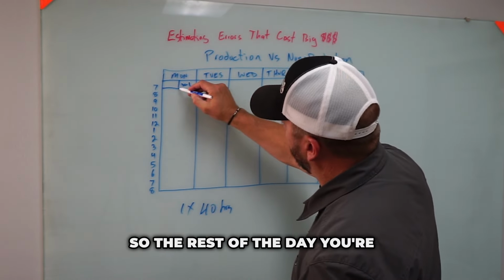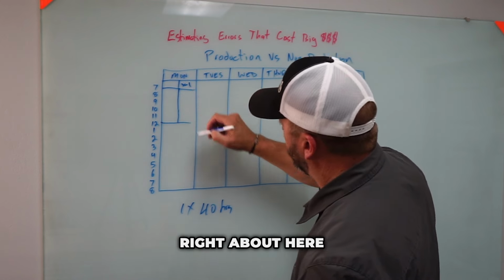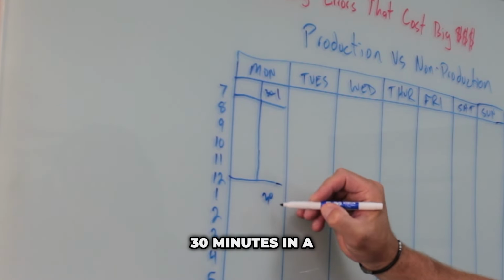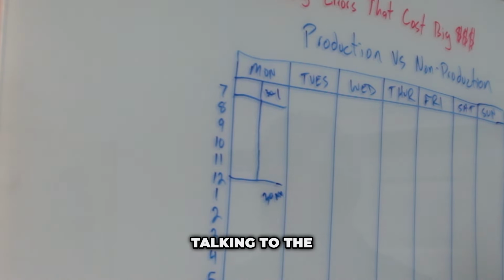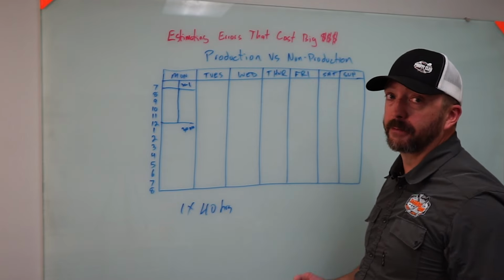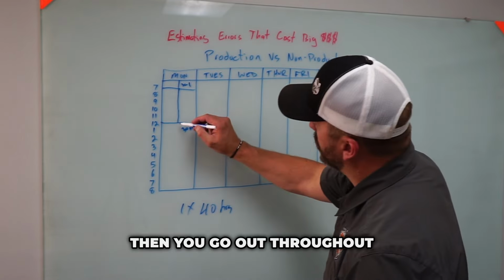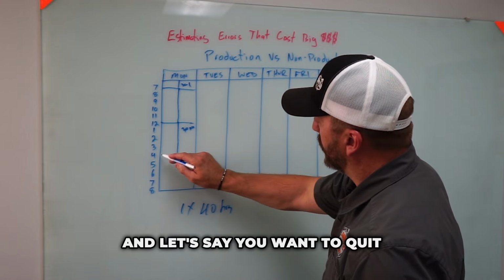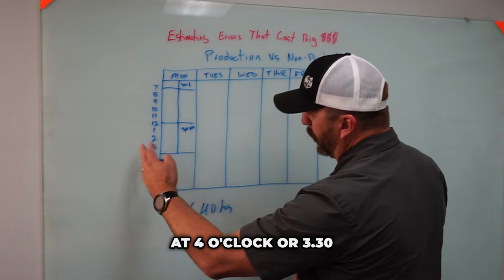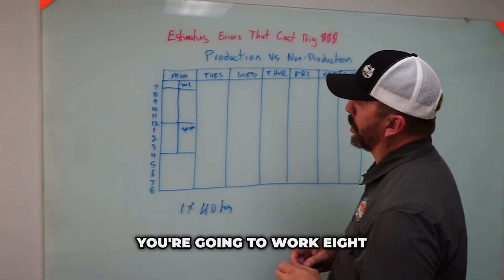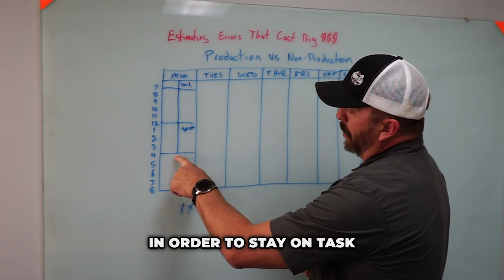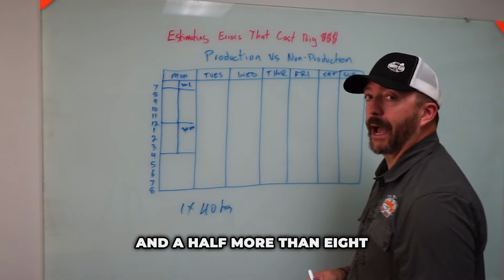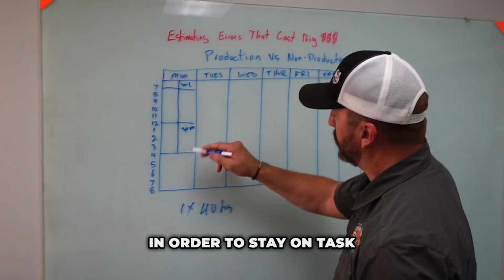And then you go out to the day, so the rest of the day you're working, and then at noon, right about here, the homeowner comes home to check on you. So now you end up spending 30 minutes in a conversation talking to the homeowner. So now we're an hour and a half behind of our day. Then you get to whatever quitting time is for you, whether you take lunch or whatever. And let's say you want to quit at 4 o'clock or 3:30, whatever time, you're going to work 8 hours. Now you have a choice. In order to stay on task, you're already an hour and a half behind. You now have to work an hour and a half more than 8 hours in order to stay on task.